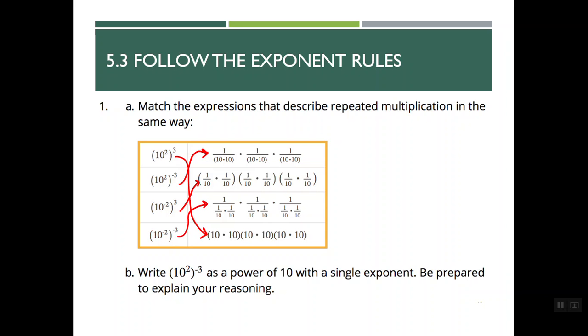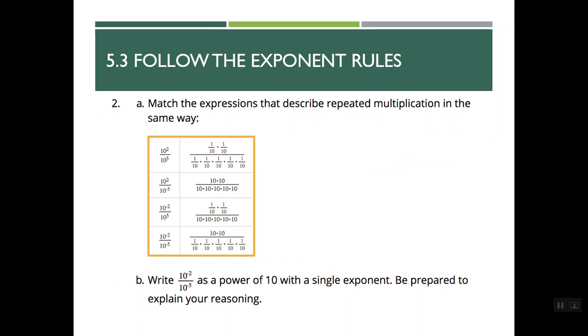So now we're supposed to write 10 to the second to the negative third as a power of 10 with a single exponent. So what were our rules? When we have 10 to the m raised to the n, we would just say 10 to the mn. We multiplied. So that rule doesn't change. This becomes 10 to the negative sixth power. I actually really like working with exponents because they're kind of like puzzles. So hopefully you're enjoying this too.